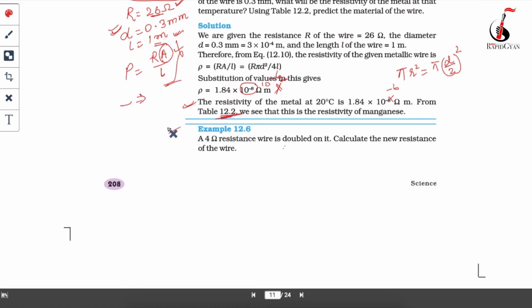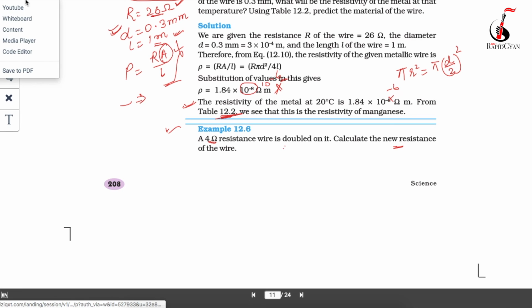Next example is 12.6. This example is saying a 4 ohm resistance wire is doubled on itself. Doubled on itself means, guys, your length will become half and area will become double. So the resistance is 4 ohm and you will have to find the new resistance. Okay, let's solve this question.